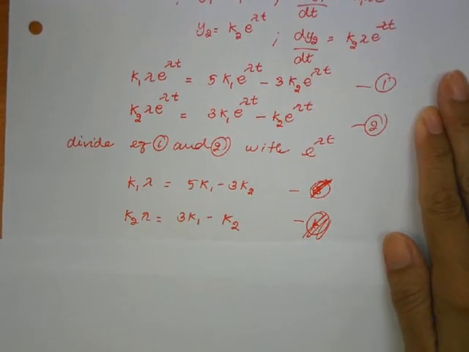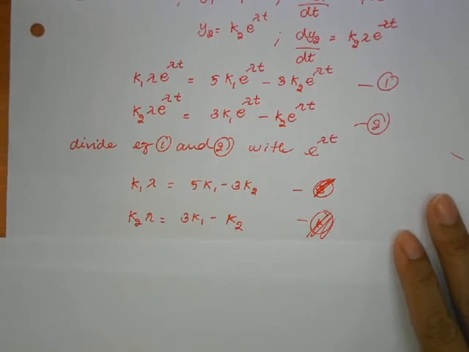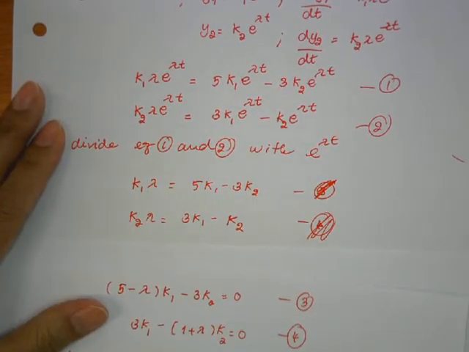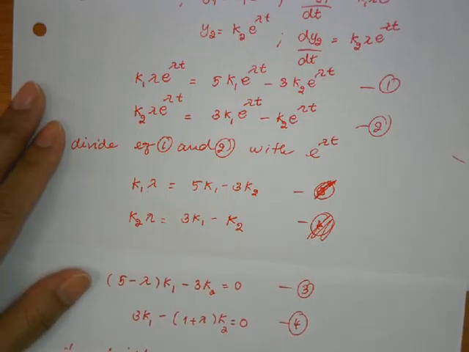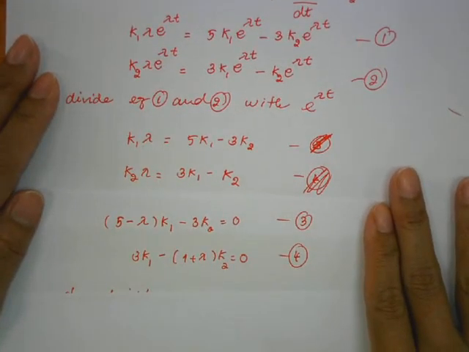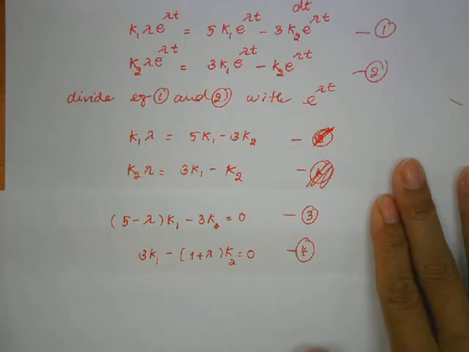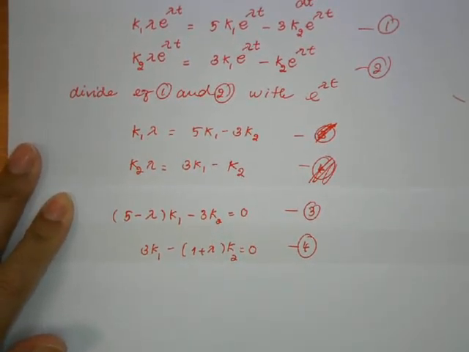Then we would get k1 lambda equal to 5 k1 minus 3 k2, and k2 lambda is equal to 3 k1 minus k2. And then again we just move the k1 terms to k1 and the k2 terms to k2, and that gives us equations 3 and 4. For equations 3 and 4 we can write down the characteristic equation by setting the determinant of the coefficients of k equal to 0.